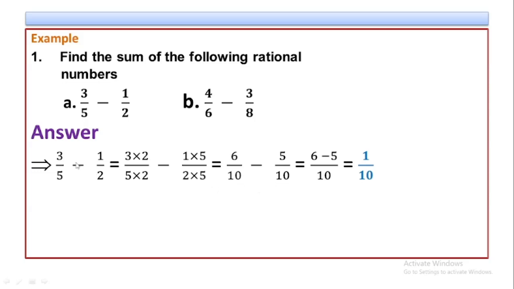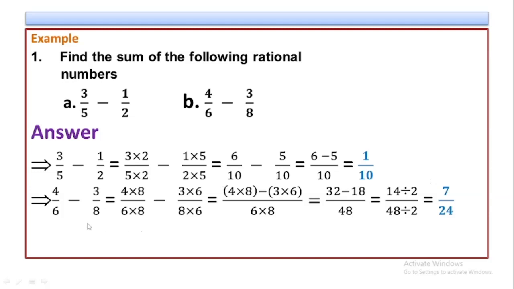That means the higher term of 3 over 5 is 6 over 10, and the higher term of 1 over 2 is 5 over 10. So the difference, 6 minus 5, is 1 over 10. So 1 over 10 is the difference of 3 over 5 and 1 over 2. By using the third approach, we can easily determine the difference of two given fractions having different denominators like this.